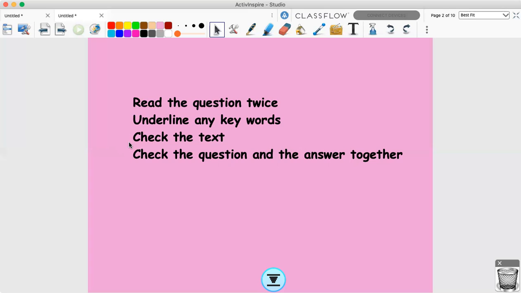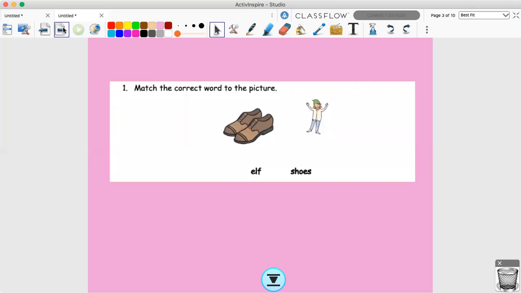Now I'm going to go through each question that's on your worksheet, explaining what to do to answer each question. If you want to pause the video after each one so that you can do it, that would be great. So question number 1, match the correct word to the picture. We have the word elf and we have the word shoes. Can you draw a line from the words to the correct picture? Pause now and complete that question.